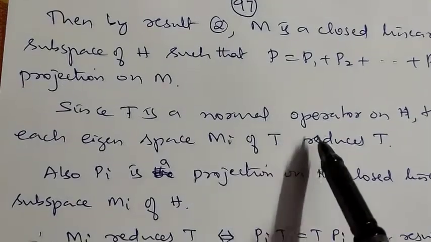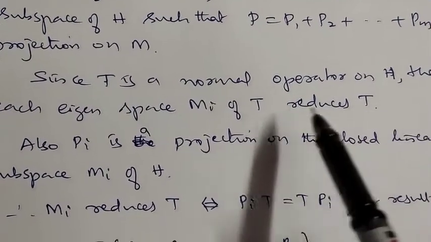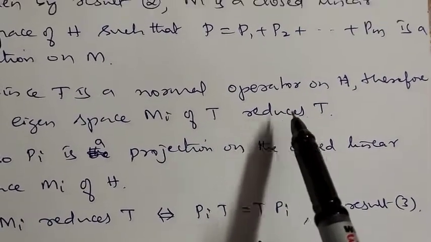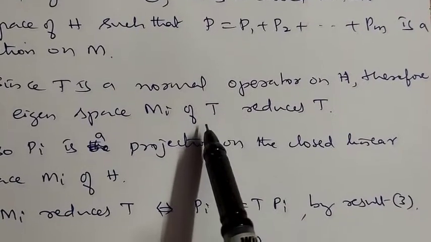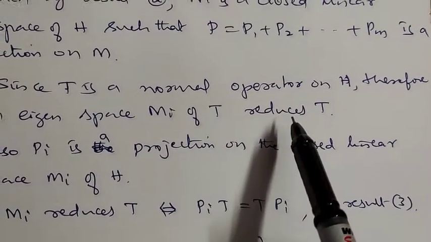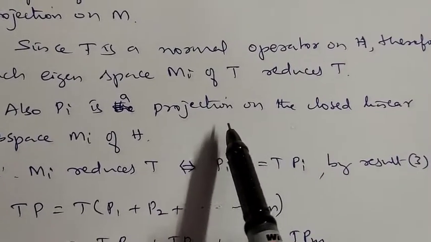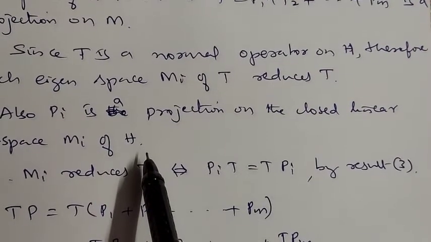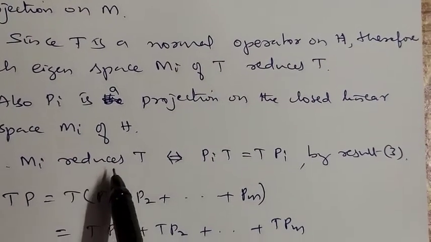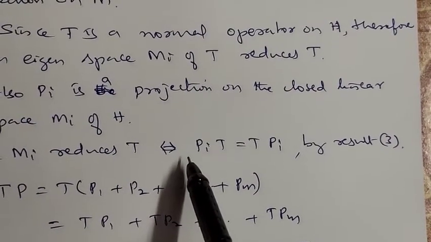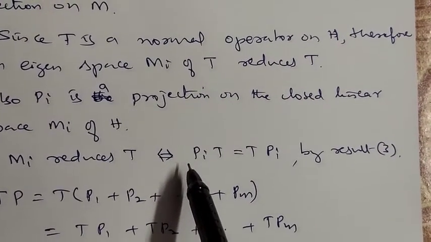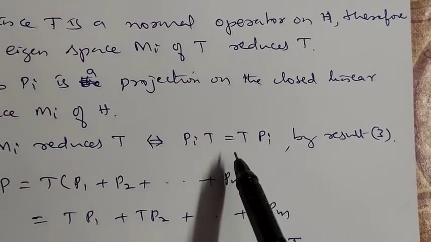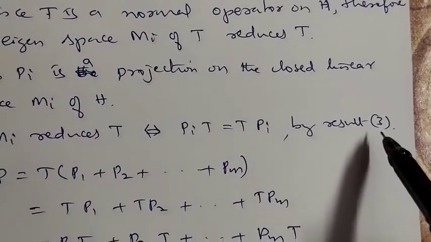Now since T is a normal operator on H, therefore each eigenspace Mi of T reduces T. Just now we have proved this in this class. Also Pi is a projection on the closed linear subspace Mi of H. Therefore Mi reduces T if and only if Pi T is equal to T Pi, by result 3.